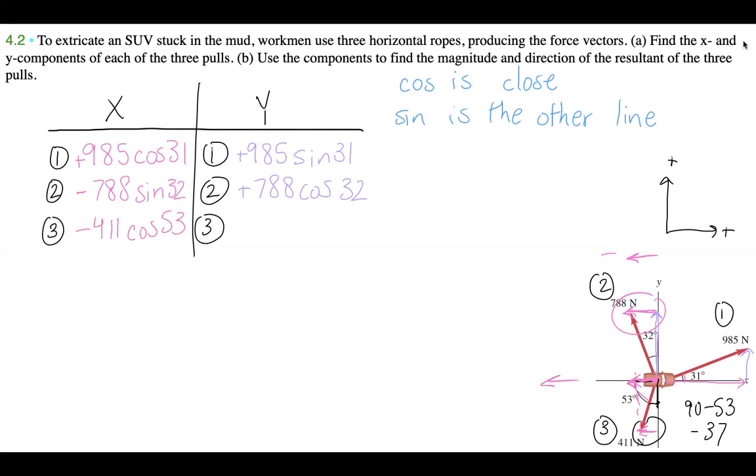Okay, now what about y? Now this is the y component. And the y component is going to be 411 sine 53. And again, it's pointing downwards. So downwards is negative. So there we go, that's downwards. So sorry, what was this 37 thing about?